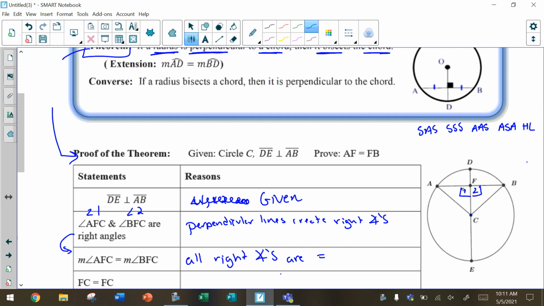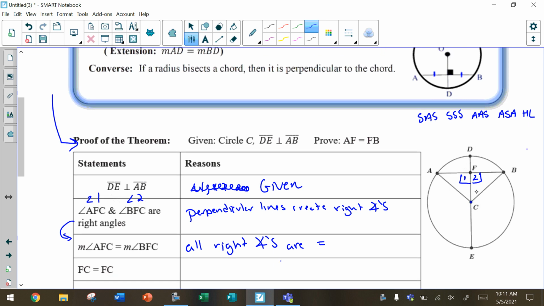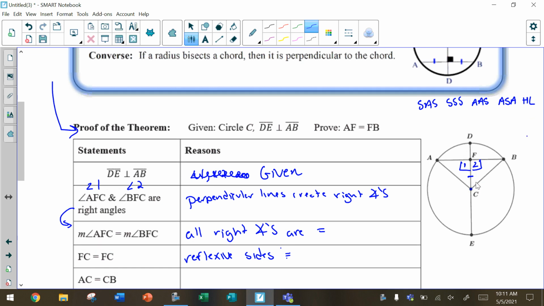So right now, we have a pair of angles. We have a pair of 90-degree angles. All right, so what else do we have? FC equals FC. Well, this is something we saw a lot. You should know what that is. That's reflexive sides are congruent, or reflexive sides are equal. So we have a pair of angles. We have a pair of sides.